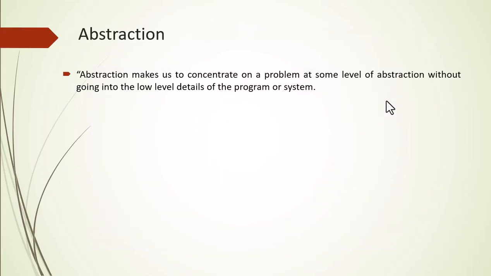Now, what is abstraction? Abstraction makes us concentrate on a problem at some level of abstraction without going into the low level or concrete detail of the program or system. This means while making the architecture of the software and specifying the structure and plan strategy of the software, we adopt the abstraction property. Without going into concrete detail, we specify the high level creation of the components.